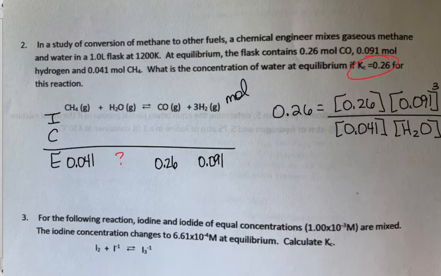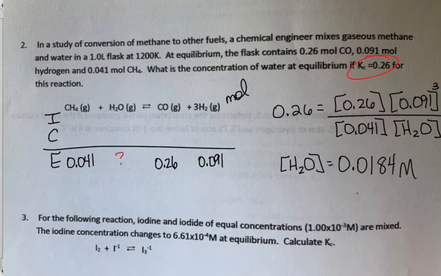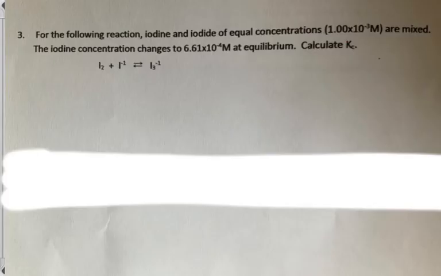Okay, so I'm going to cross multiply and solve for the concentration of water. So I get that the concentration is 0.0184. That would be molarity. Okay, the equilibrium constant doesn't have units, but the concentration of water does have units.